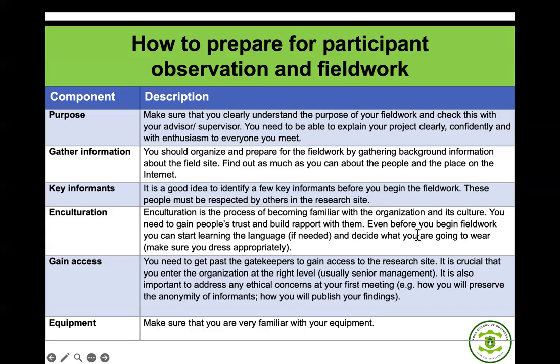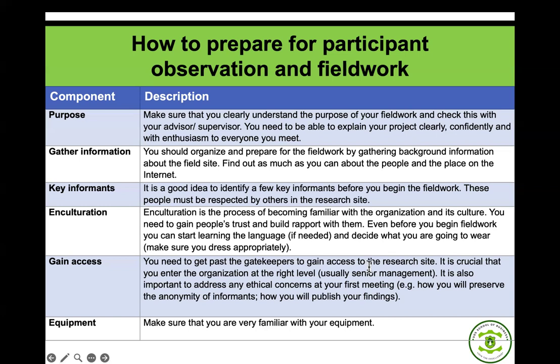Then the fifth one is gaining access. Gaining access basically involves the processes you will undertake to navigate past the gatekeepers so that you'll be able to access what? The research site. You'll be able to enter the organization at the right level. If you want to penetrate and get to the senior level, you should be able to navigate your way through by addressing the ethical concerns as early as possible in terms of how you are going to preserve informant anonymity, confidentiality, and even when you are publishing your findings, how you are going to deal with some confidential stuff.